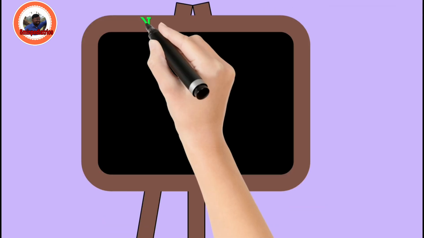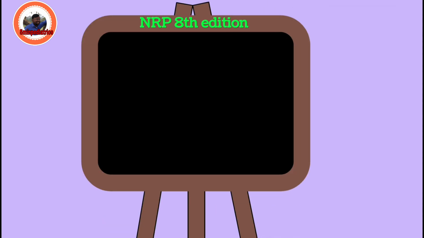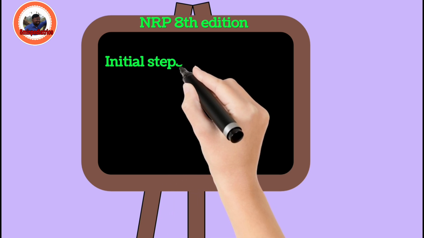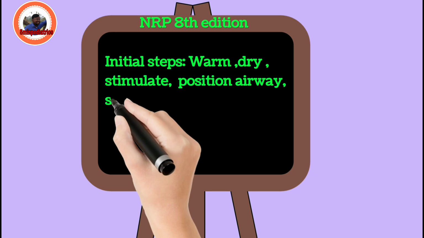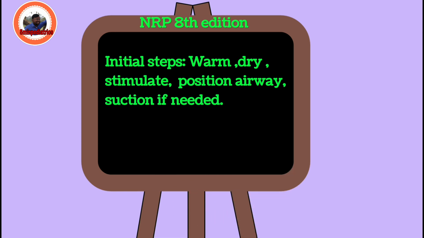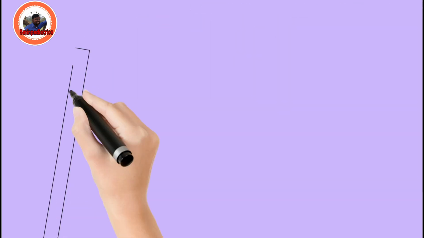In NRP 8th edition, we have initial steps as warm, dry, stimulate, position airway, suction if needed. Okay, only the initial steps remain the same, but there are only some corrective measures that have been repositioned. Okay, so not so much change in initial steps.